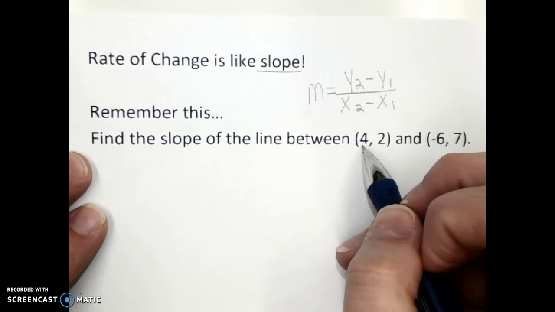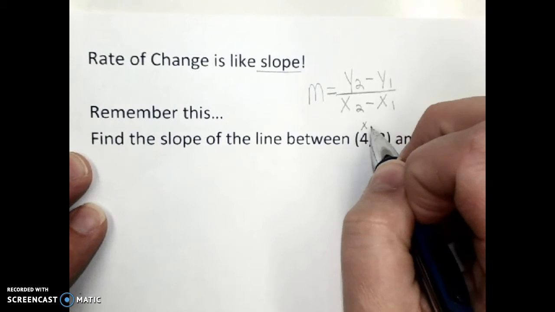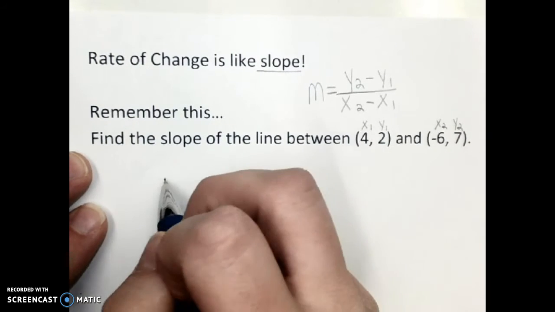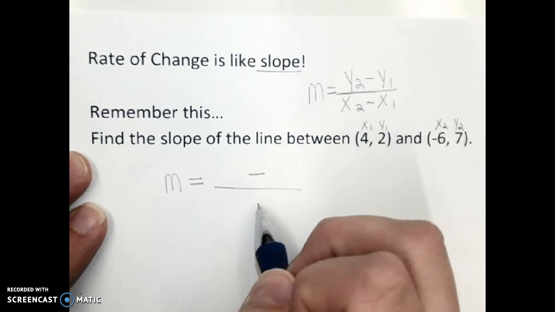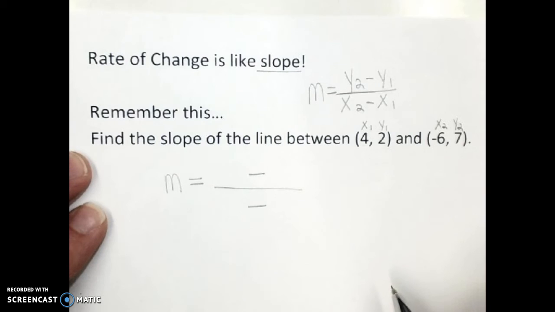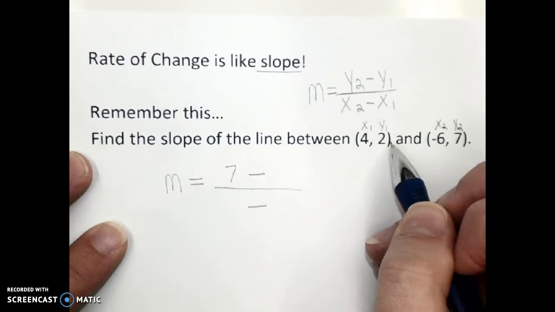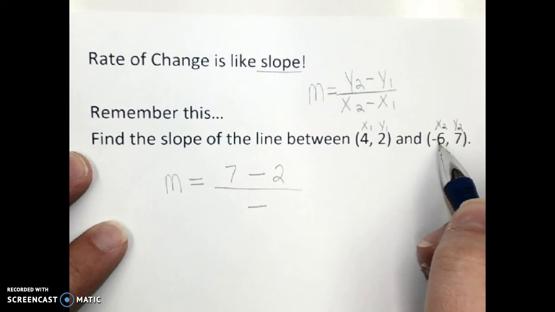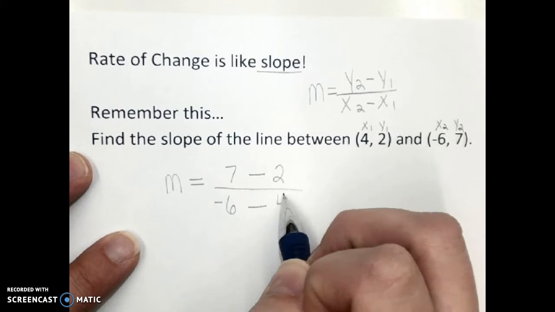This is an x, this is a y. I'm going to assign this to be x1, y1. Therefore, this is x2, y2. So we'll simply plug it into our formula. M stands for slope. The formula has a subtraction sign in it. y2 is 7. y1 is 2. x2 is negative 6. x1 is 4.